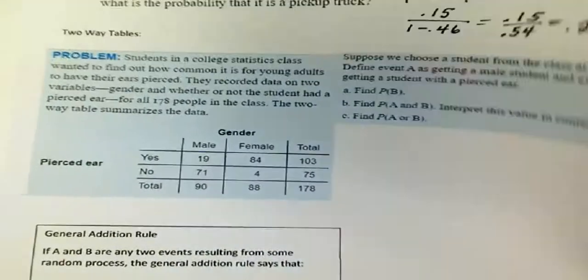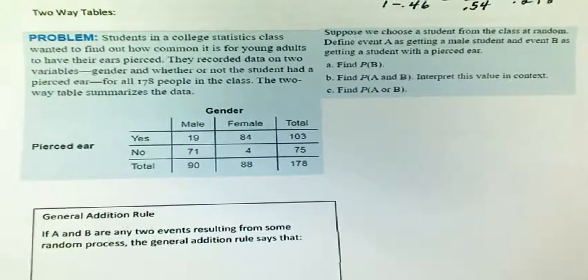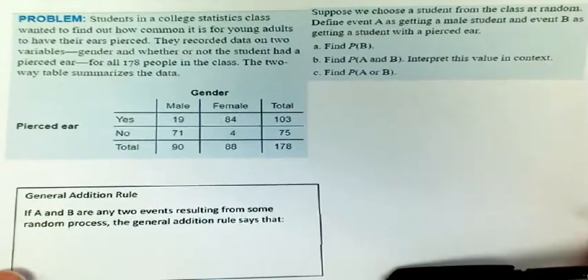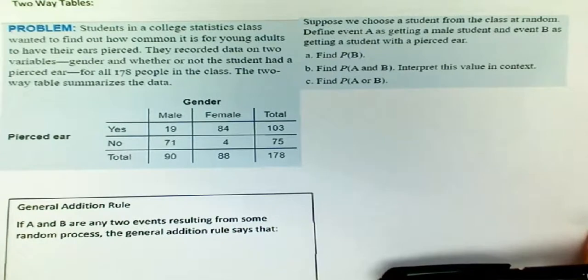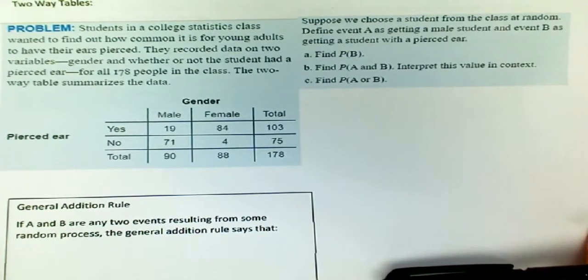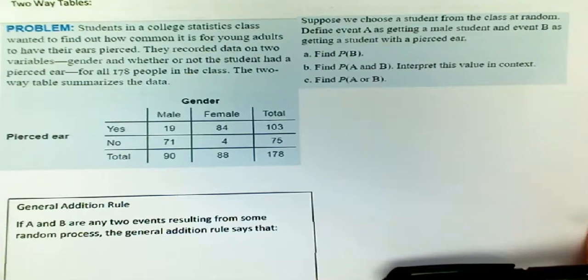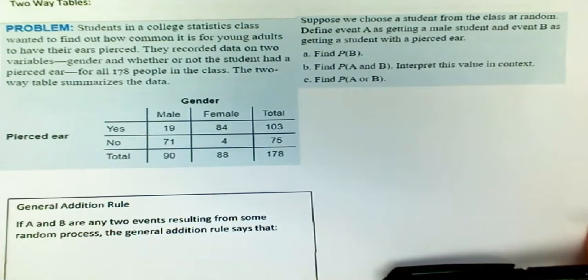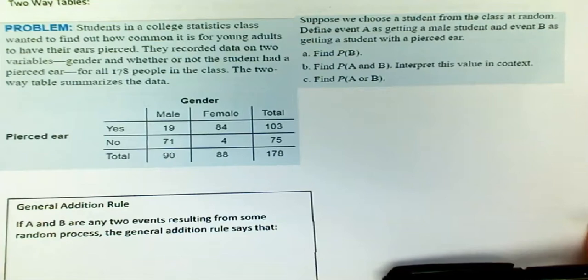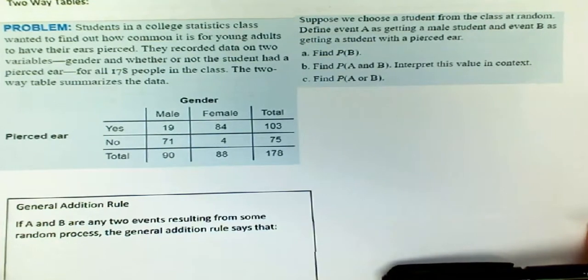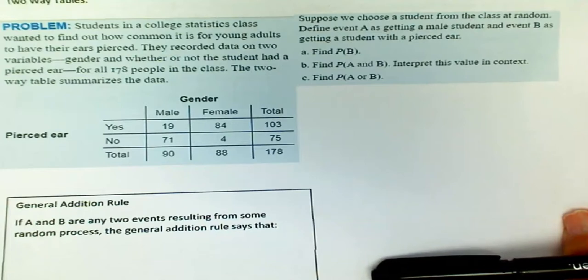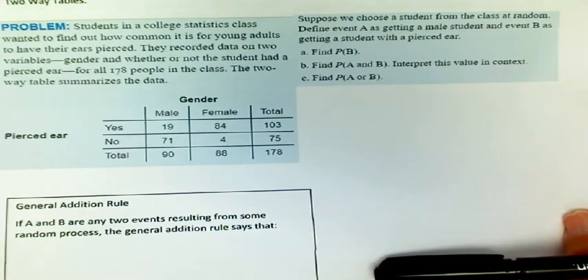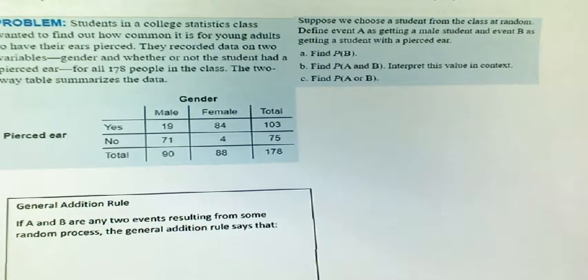All right, we're going to talk about the last thing. Sometimes with probability, you will have a two-way table. And so we're going to work a couple of problems that deal with probability in two-way tables. Students in a college stat class want to find out how common it is for young adults to have their ears pierced. They recorded data on two variables, gender and whether or not they had their ear pierced. For all 178 people in the class, the two-way table summarizes the data. Suppose we choose a student from the class at random. Define event A as a male student and event B as getting a student with a pierced ear.